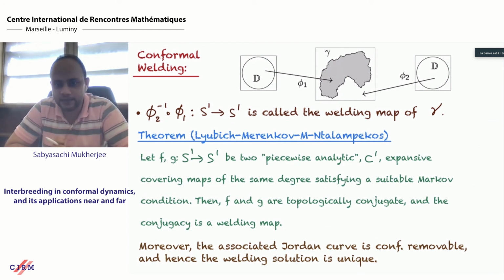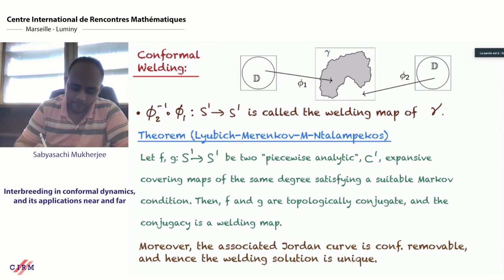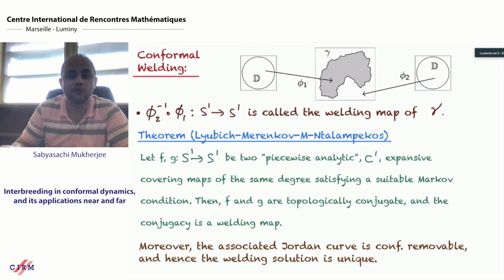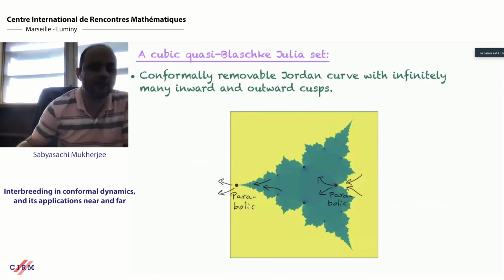And if these conditions are satisfied, which we have managed to check in many cases, then the maps are obviously topologically conjugate. They have the same degree and are expansive, and the conjugacy is a welding map. Moreover, the associated Jordan curve that you get as a solution of the welding problem is conformally removable, so the welding solution is unique.